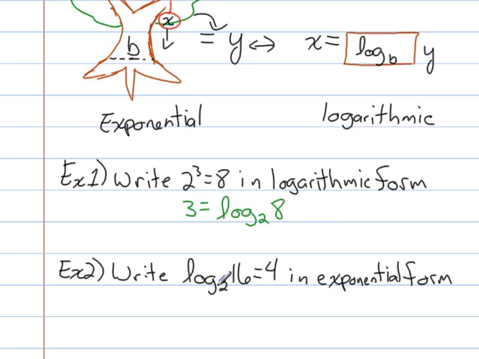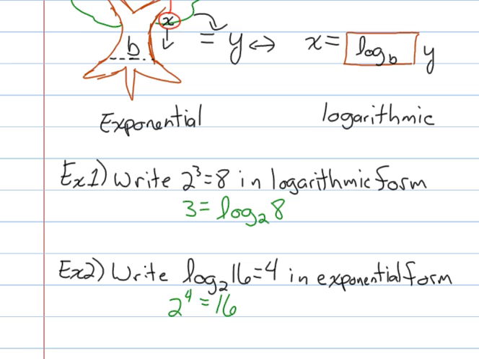Alright, so I gotta take my log and set it back up. I gotta set the tree back up. So we've got 2, and then I gotta put my exponent back up in the tree. So 2 to the 4th power is equal to 16. That's it in exponential form. Pretty easy, right?